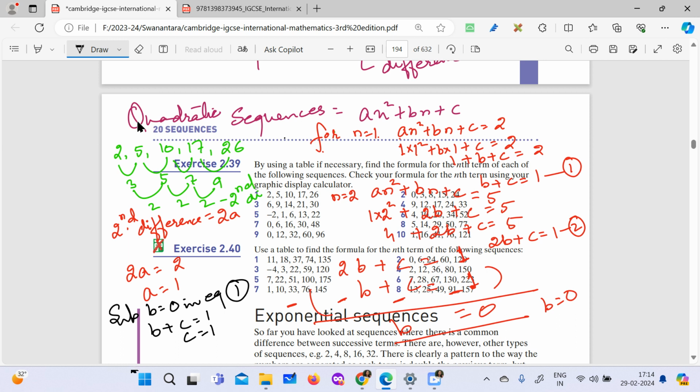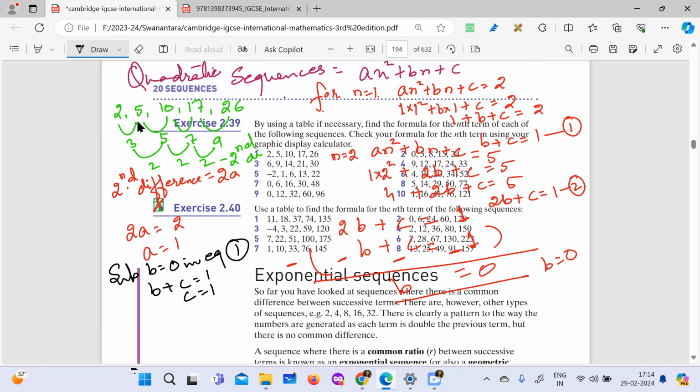Now we will take all the values together. A is 1, b is 0, c is 1. Okay, and now we will substitute all these values in our quadratic sequence equation, a n square plus b n plus c. So this will become a is 1, so n square, plus b is 0, so n is gone, and then c is 1, so you have 1. So your nth term is n square plus 1.